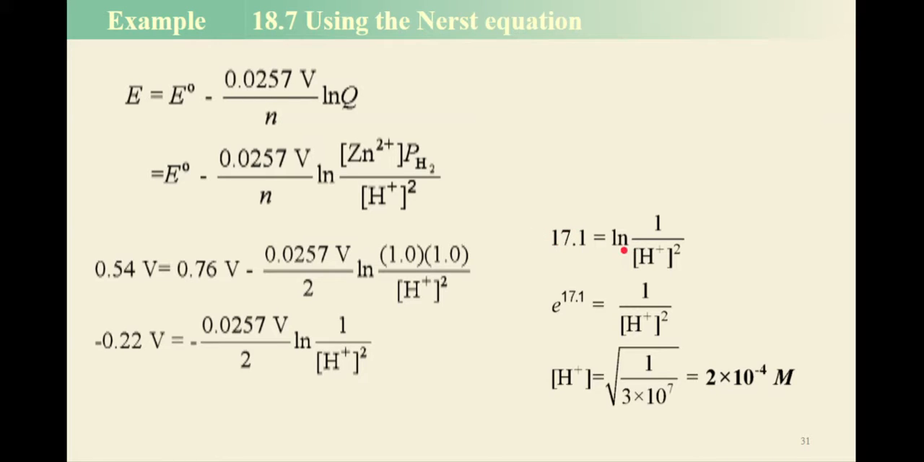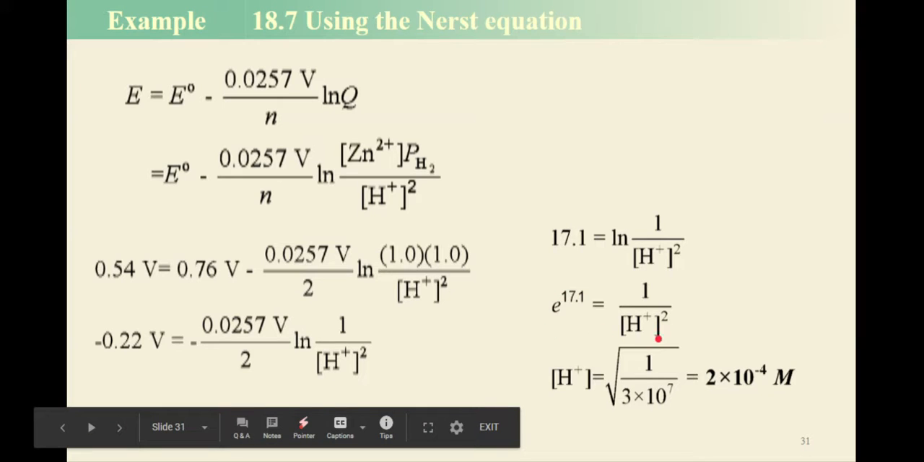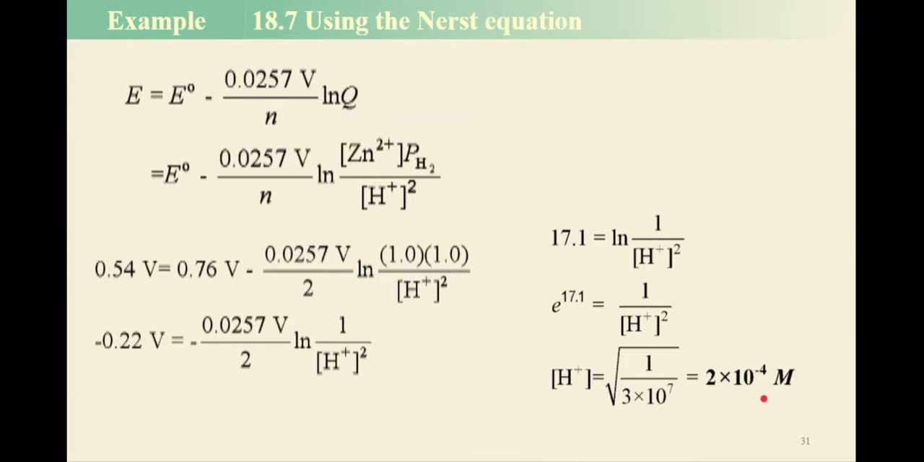You take Euler's number to get rid of the natural log. Then we have to take the inverse square root to eventually find our hydrogen ion concentration. So 2 times 10 to the negative 4. So we could then take the negative log of that to get the pH if we wanted to.